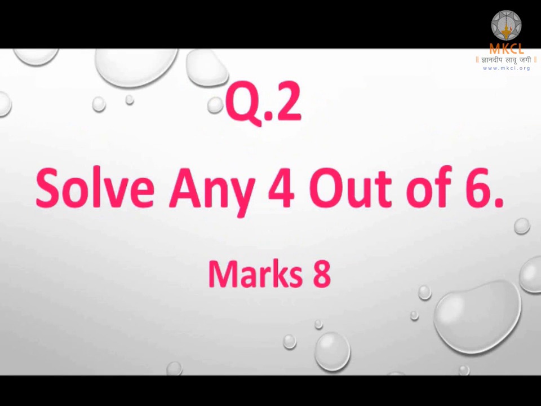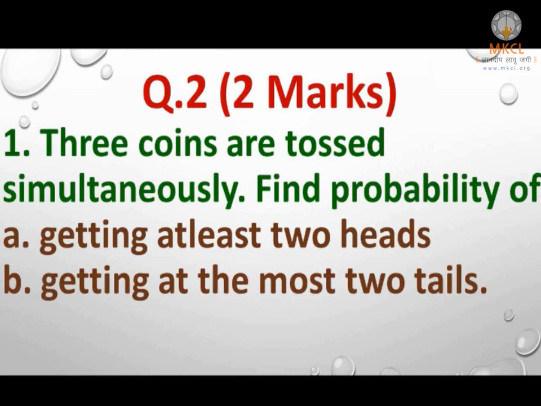Let's go to question 2. You have to solve any 4 questions out of 6. Each question carries 2 marks. Thus, this question in all carries 8 marks. One of the questions that may appear in this question is: 3 coins are tossed simultaneously. Find the probability of getting at least 2 heads. Now 3 coins tossed simultaneously is the same thing as tossing 1 coin 3 times. And at least 2 heads means minimum 2 heads.